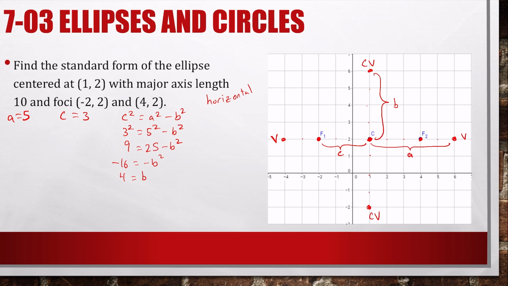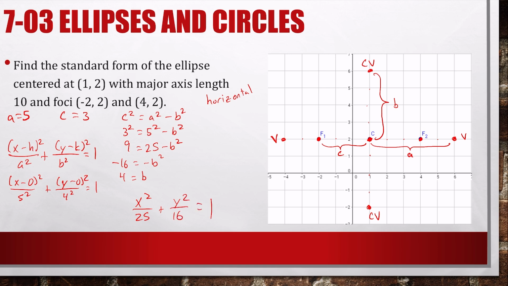Since it's horizontal, it's (x minus h) squared over a squared plus (y minus k) squared over b squared equals 1. So it'll be (x minus 0) squared over 5 squared and (y minus 0) squared over 4 squared, which gives us x squared over 25 plus y squared over 16 equals 1.